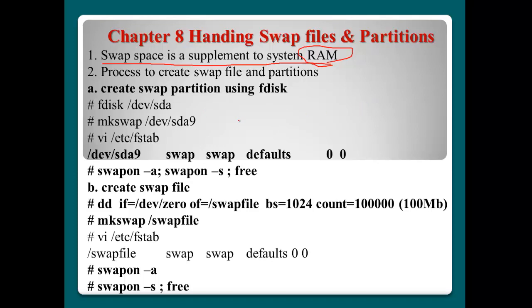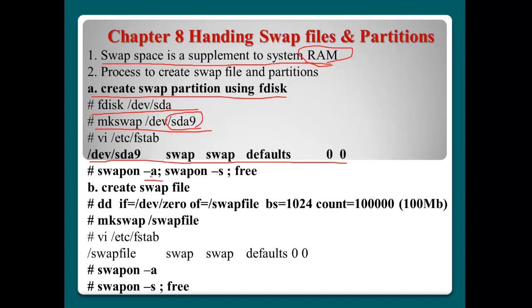To create a swap file or partition, there are two ways. First, let's make a swap partition using fdisk. Using fdisk, create a new partition as a swap partition. In my case, I will use sda9. After creating the new partition for swap, we can use the command mkswap /dev/sda9. After that, we have to register this new partition in the /etc/fstab file like this: /dev/sda9 swap swap defaults 0 0.